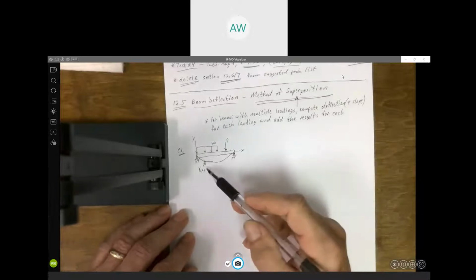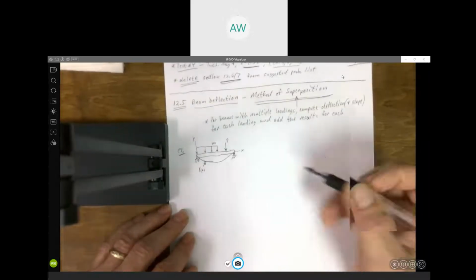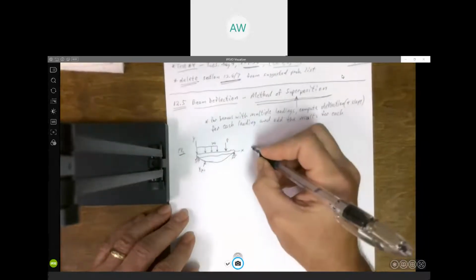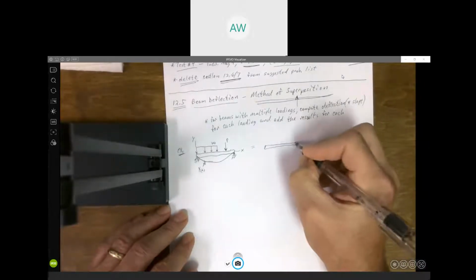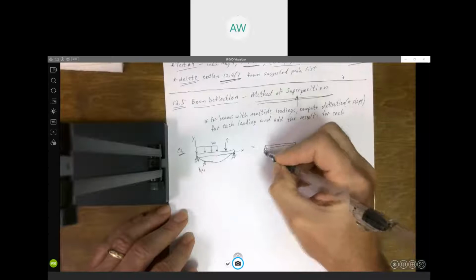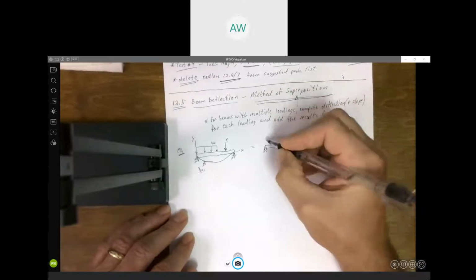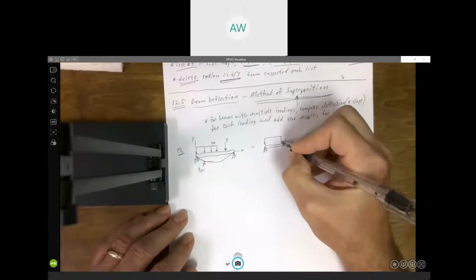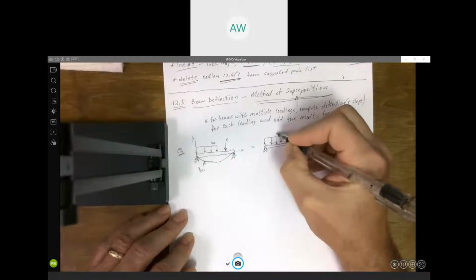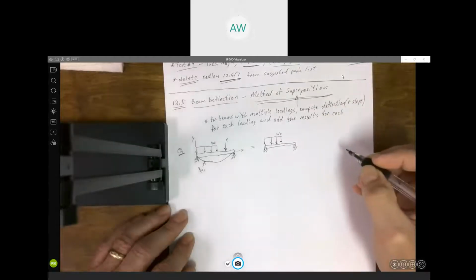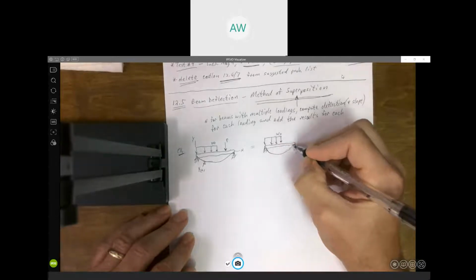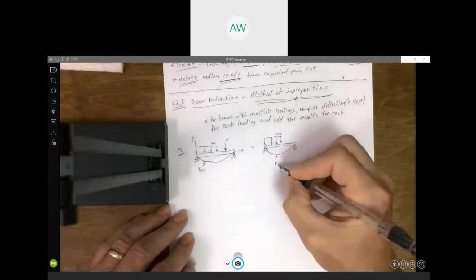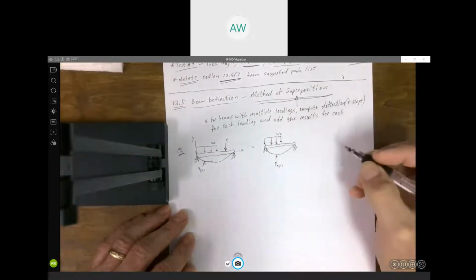So if we want to find that equation, basically what we do is just break it up into two individual loadings. Look at a beam with, say, just the distributed load on it. That's going to cause the beam to bend and deform, and we'd get some equation for that. We'll call it y1 of x.